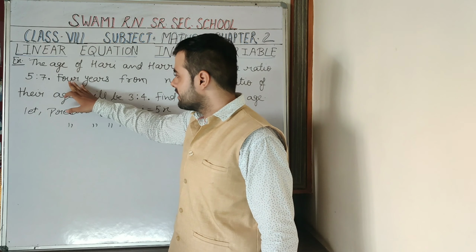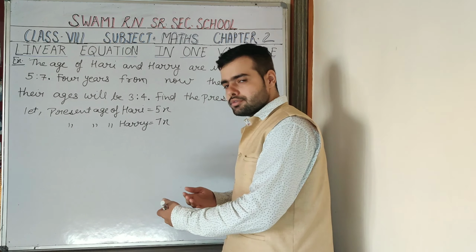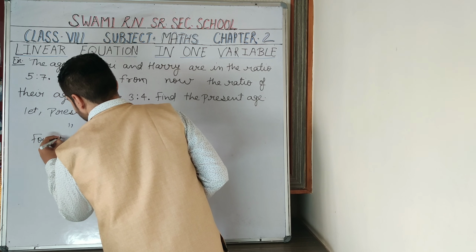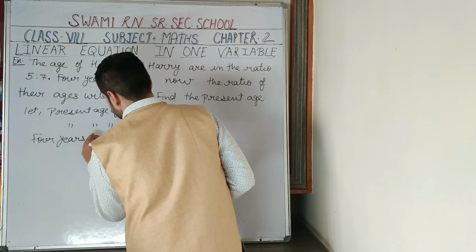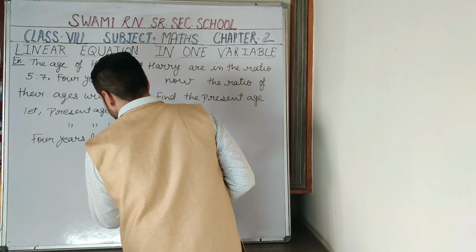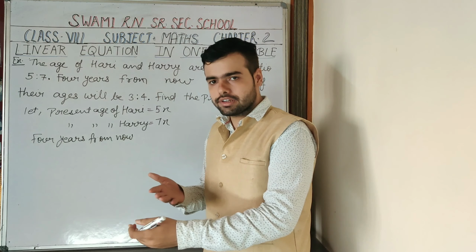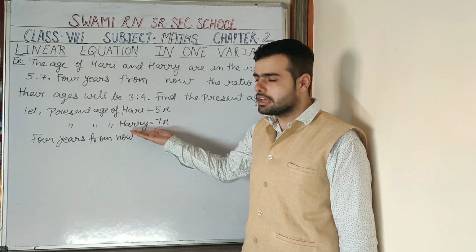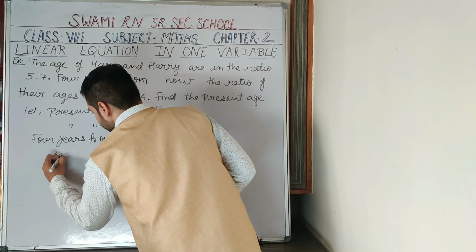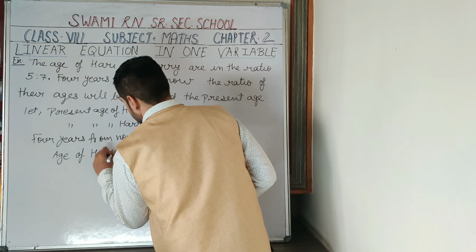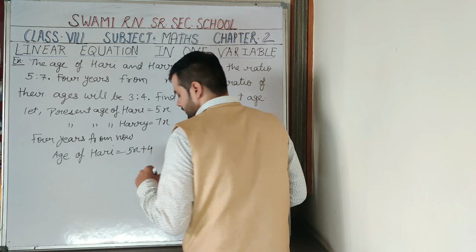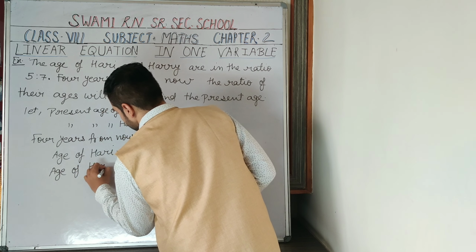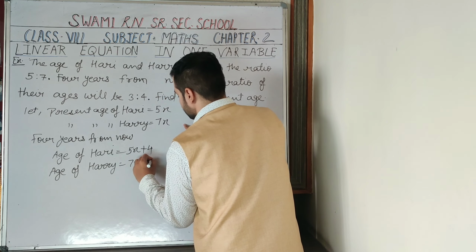Now the question has told 4 years from now, means we have to just discuss 4 years from now. If we are discussing 4 years from the present age, we have to add 4 to Hari's age and 4 to Harry's age also. So the age of Hari is 5x plus 4, and the age of Harry is 7x plus 4.